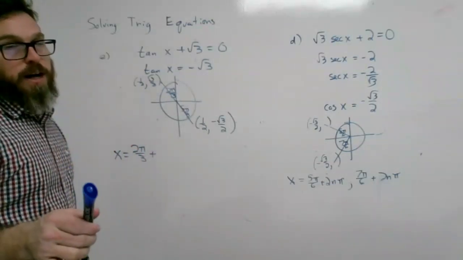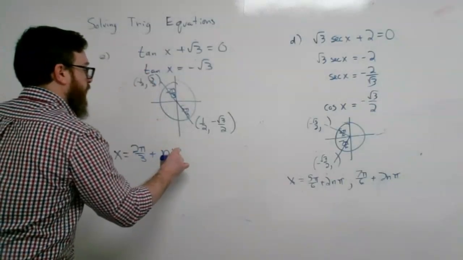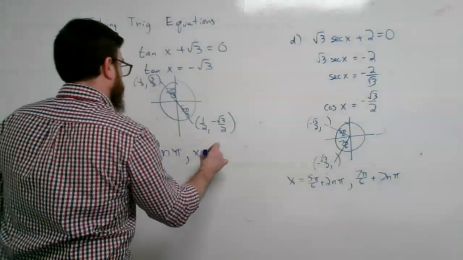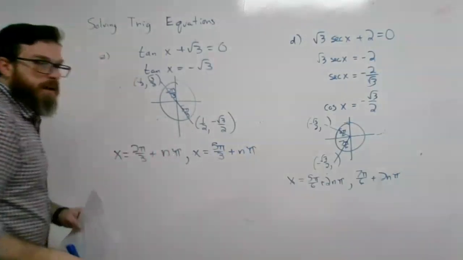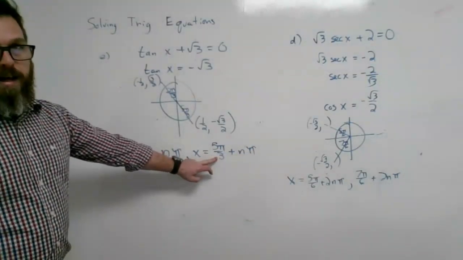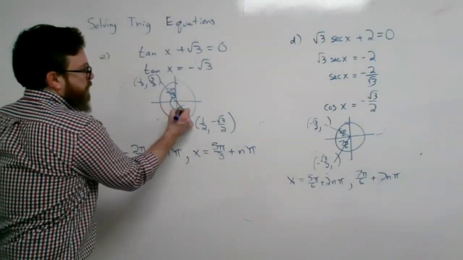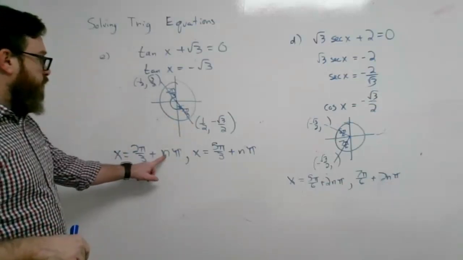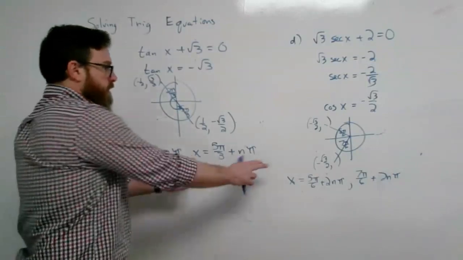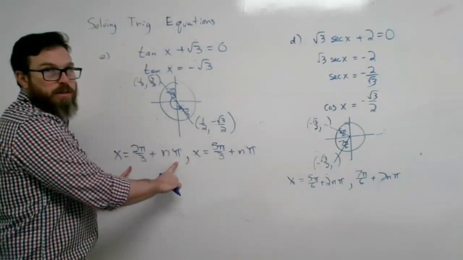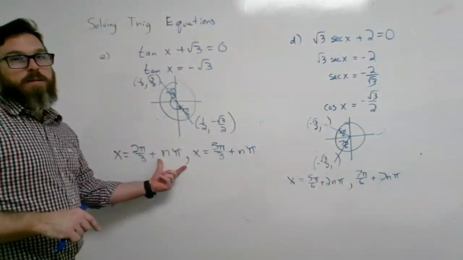Now, the period of sine and cosine are 2 pi, but the period of tangent and cotangent are just pi. So we just say n pi. So I also get x is equal to 5 pi over 3 plus n pi. Now, this second answer is not necessary because if I add a single pi, do you notice that I'd run right into that angle again? So if n is equal to 1, 2 pi over 3 plus 3 pi over 3 is going to be 5 pi over 3. So this second answer is not needed. It's actually handled with this. So with your sines and cosines, you're going to need them both. With your tangent and cotangents, sometimes you don't.